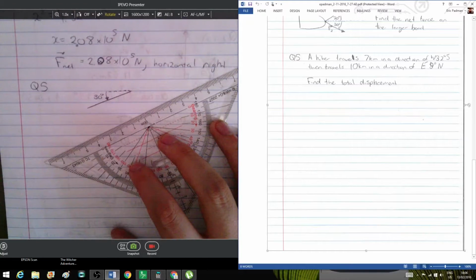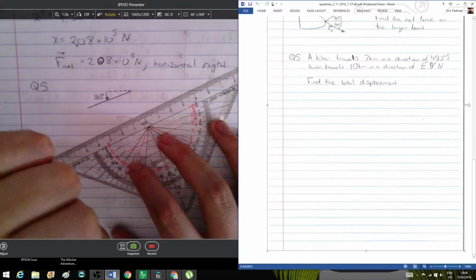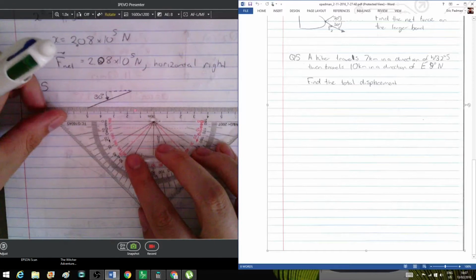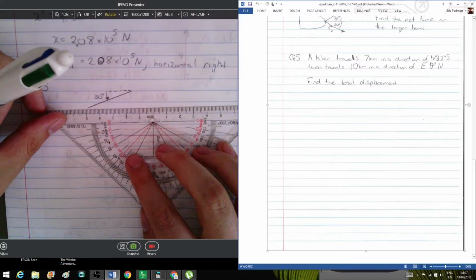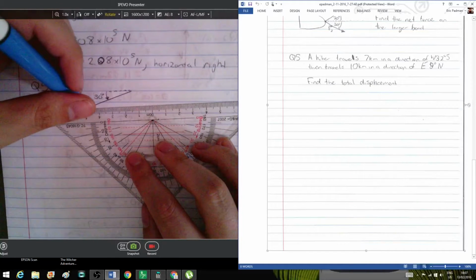All right. I'll leave putting a number on there for now. Then we go east 5 degrees towards the north. So it's mostly east and a slight angle towards the north, something like that. Okay. And that one's 10.